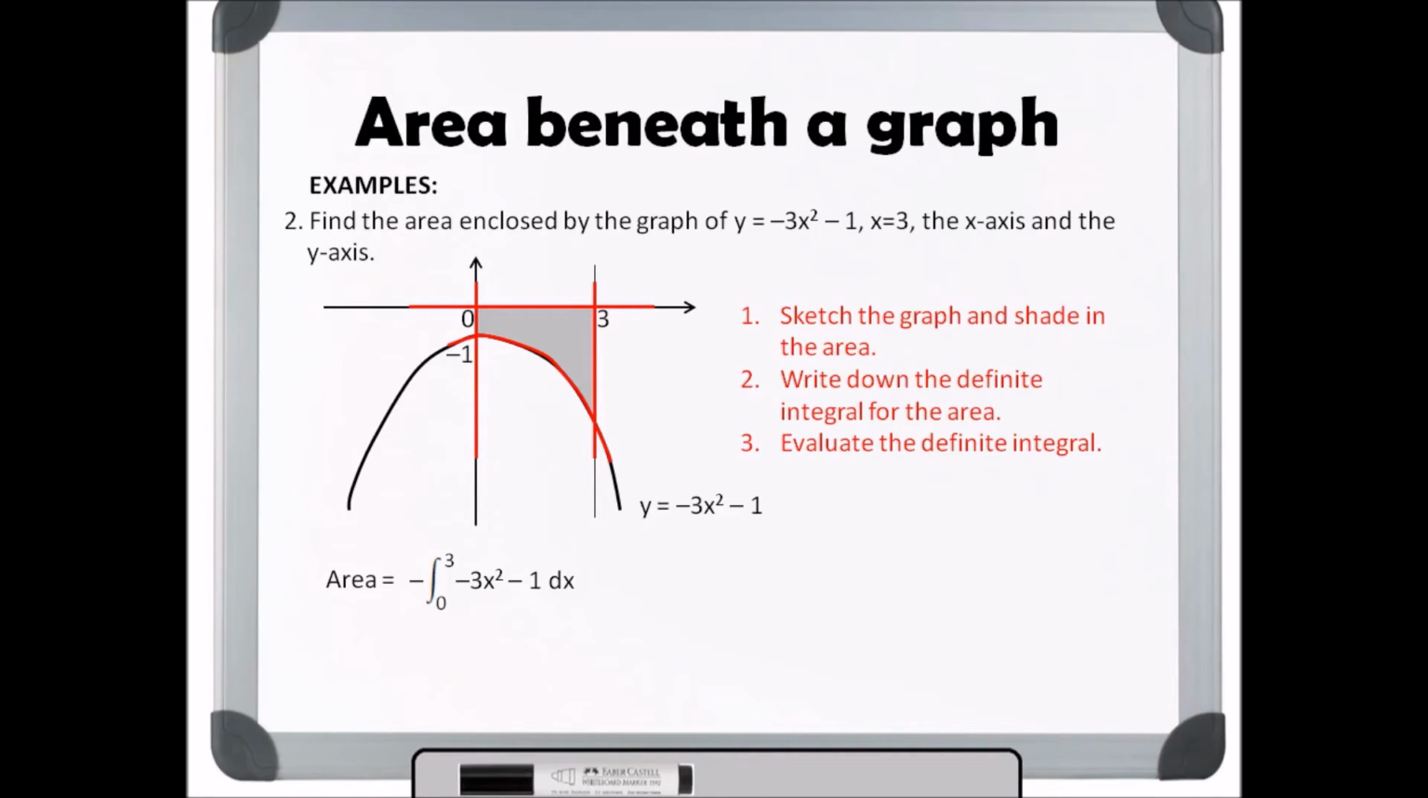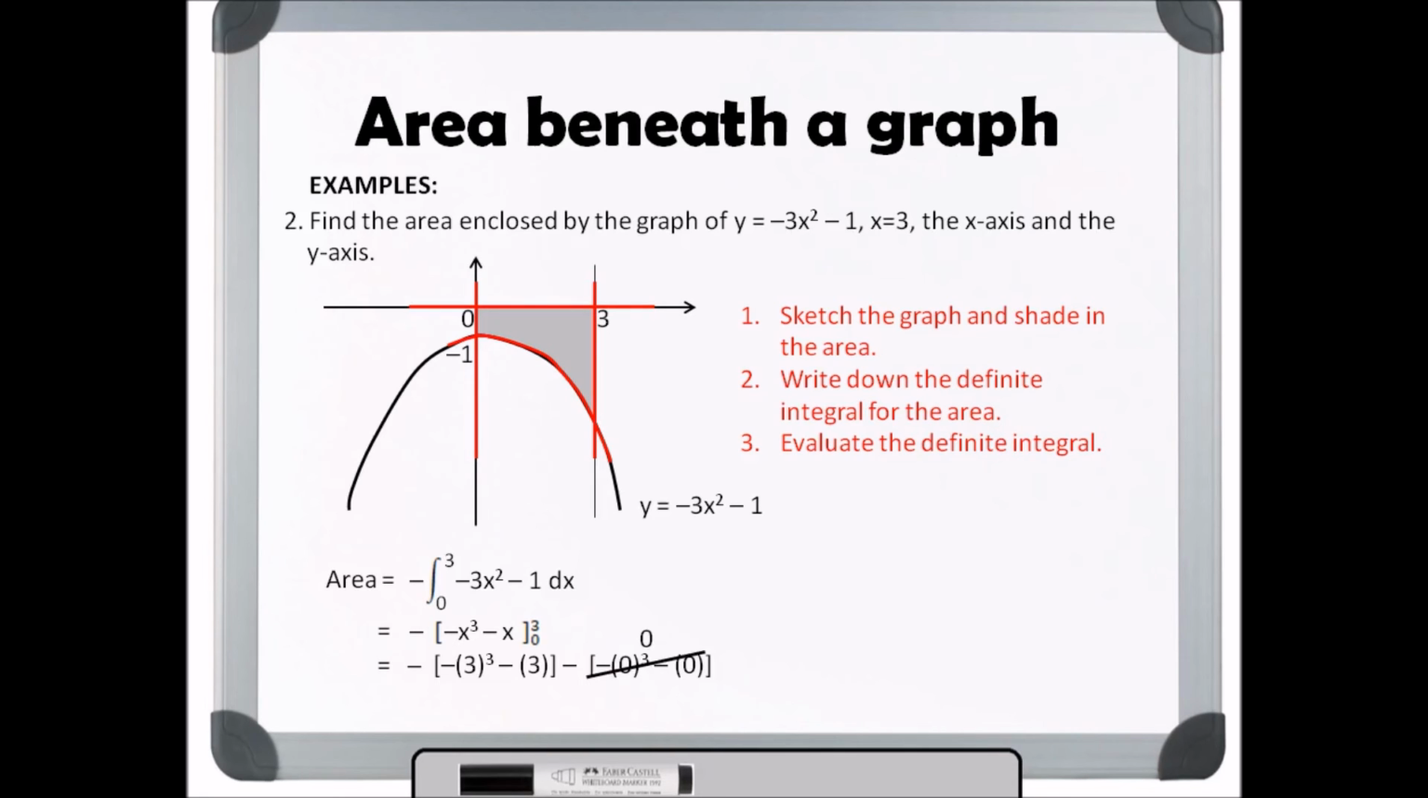To do so, we first need to take out the negative sign in front of your definite integral and not touch it until the final step. Then, we are ready to evaluate the definite integral itself. We can see that negative 3x squared minus 1 would anti-differentiate into negative x cubed minus x. We can then substitute x equals 3 and x equals 0 into the function and find the difference between the two, so that we get negative 3 cubed minus 3 minus 0 cubed minus 0.